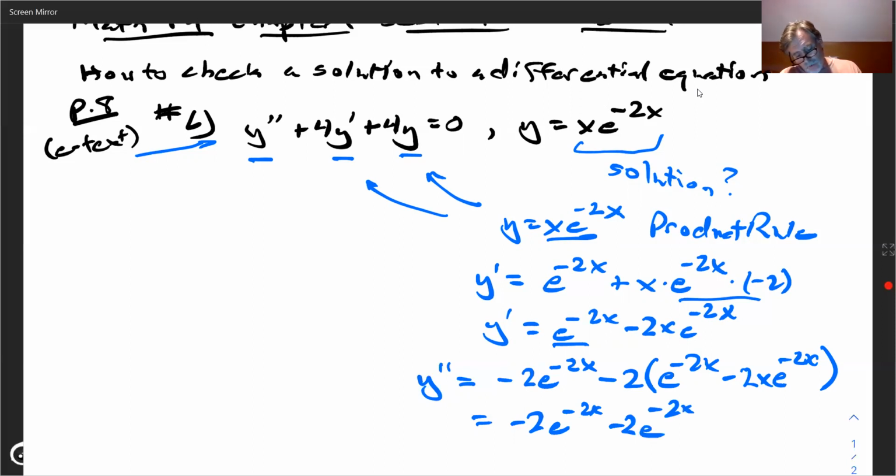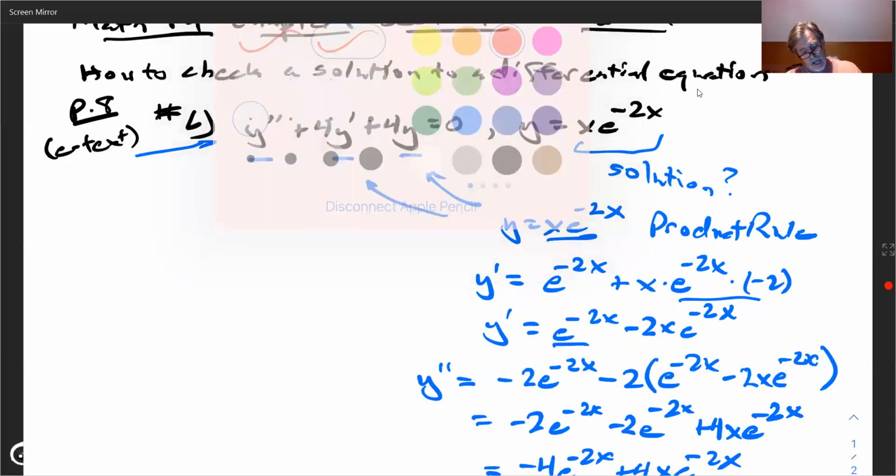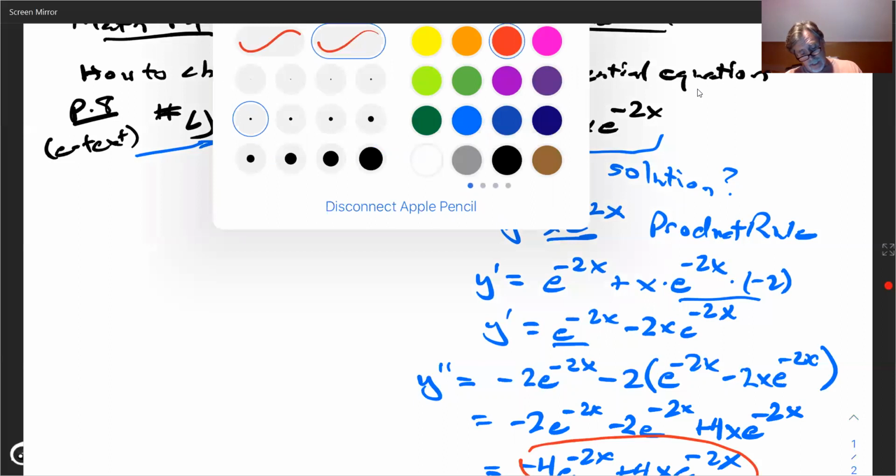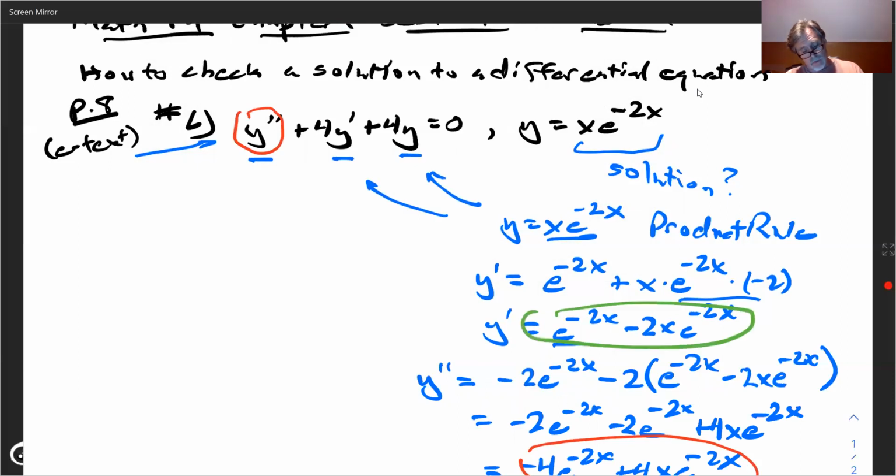And then finally, plus 4x e to the minus 2x. You've got to be real careful here. If we did everything correctly, it looks like stuff right there combines, so we have really minus 4 e to the minus 2x, and then plus 4x e to the minus 2x. And so, friends, what happens is this guy is going to go in for the second derivative. Should we color code this? Why not? Let's go with green. And this guy goes in for y prime.